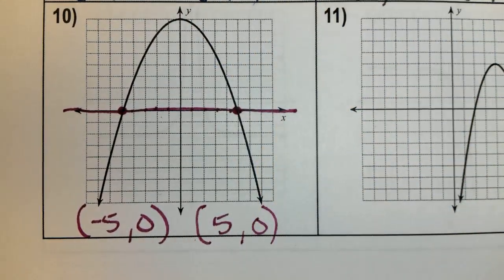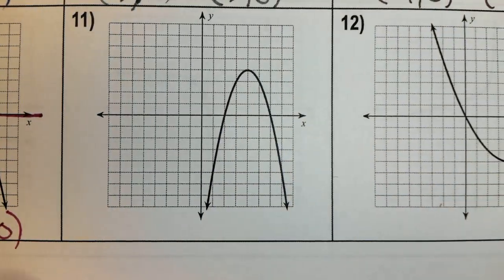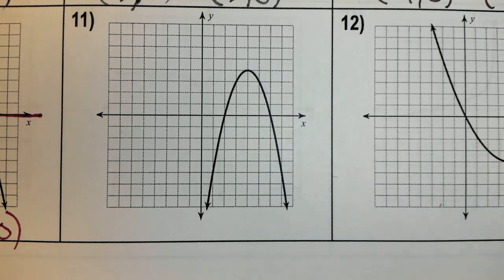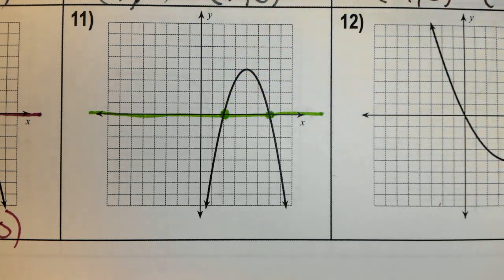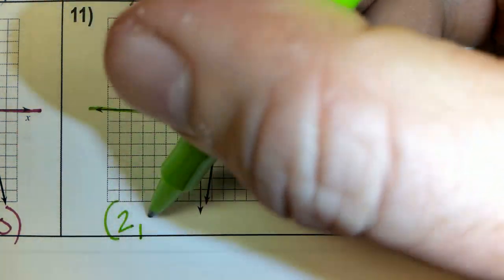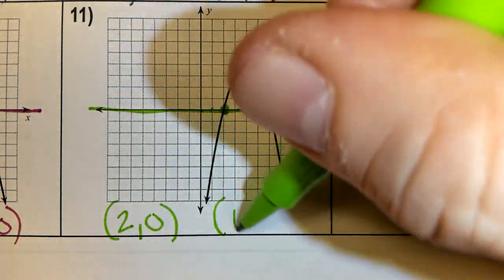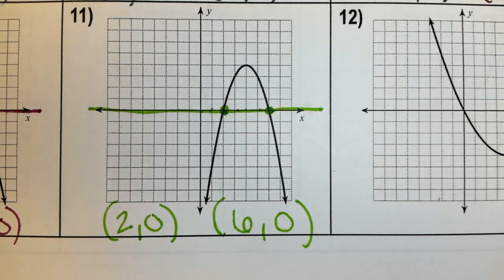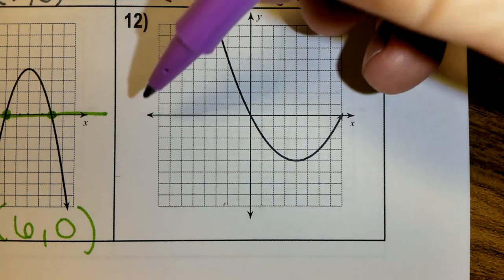Now you might be wondering, is it always going to be the positive and negative of the same number? I'm glad you asked that question, because no, it is not. Look at number 11. I want to cross right here. I cross at this point and this point. Okay, so my first one, 2, 0. My second one, 1, 2, 3, 4, 5, 6, 0. So yes, that was a great question, and hopefully that has been answered. They're not always the same positive, negative, right? They can be just whatever, wherever it crosses, that's just what you put down.